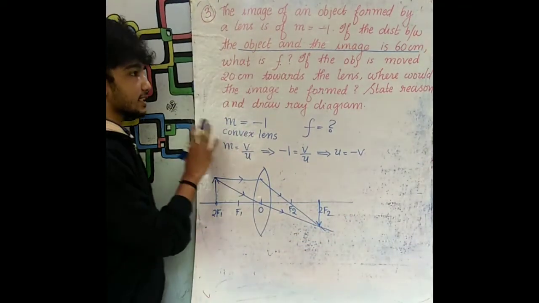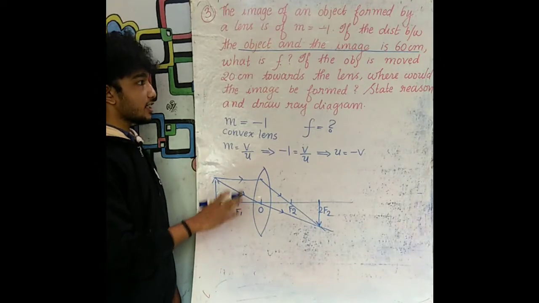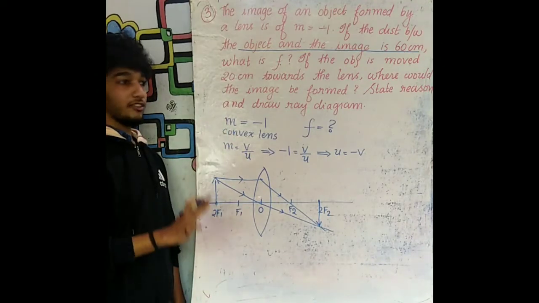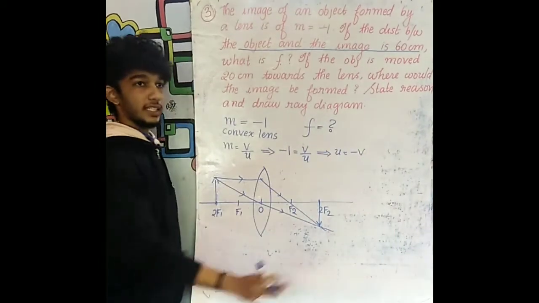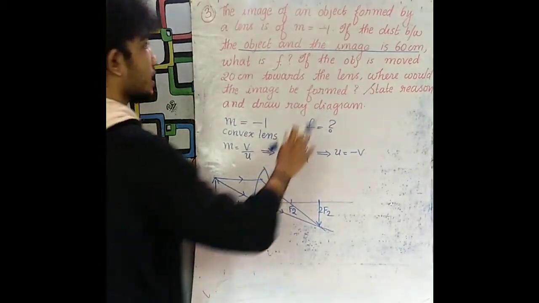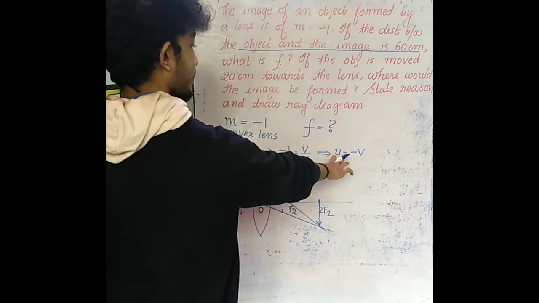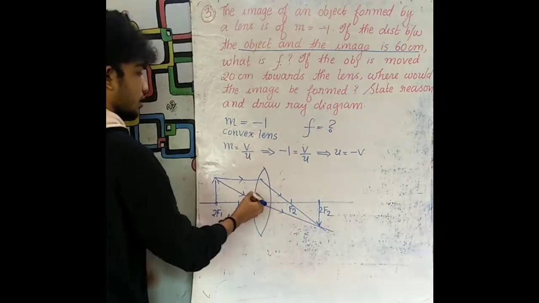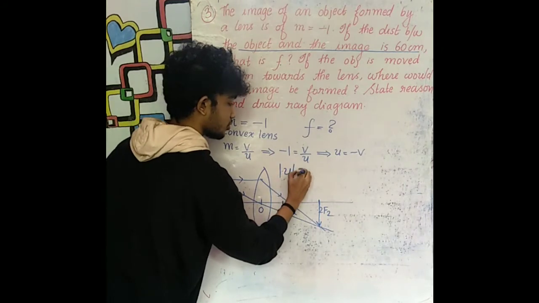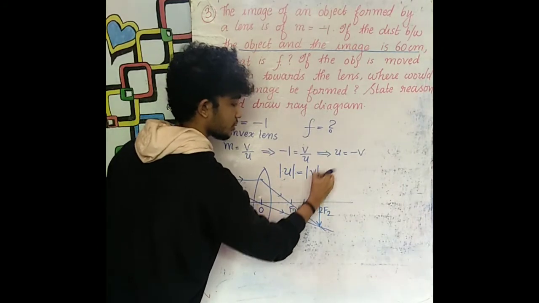So this case is given in the question. So what are we asked to find? What is f? For that we should know what is u and what is v. Here we know that u is equal to minus v, but their magnitudes will be equal. The magnitude of u will be equal to the magnitude of v.